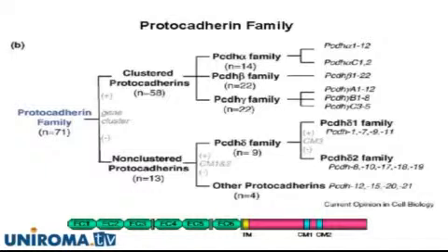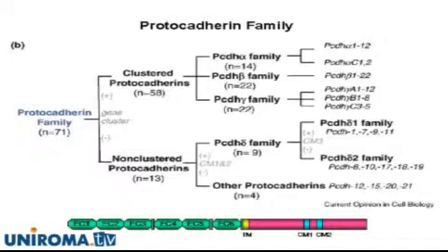There are 71 elements, all of them grouped into different clusters. We have the so-called clustered protocadherins and non-clustered protocadherins. The number 19 belongs to the non-clustered group. The difference is that the clustered protocadherins have a specific genomic locus, whilst the non-clustered protocadherins do not present this characteristic.